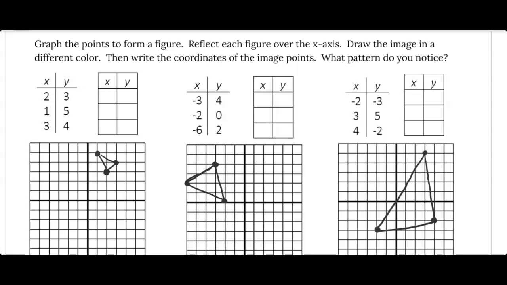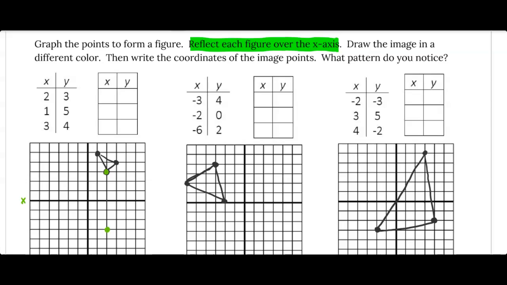I've already graphed these points for you, and you are going to reflect the figure on the x-axis. That means you need to count how far away each point is from the x-axis, and then go down the same amount below the axis. This point here is 1, 2, 3 above. So then I'm going to go from the axis and go 3 below. Remember, the x-axis is your horizontal axis.